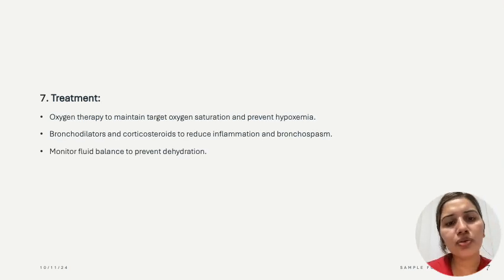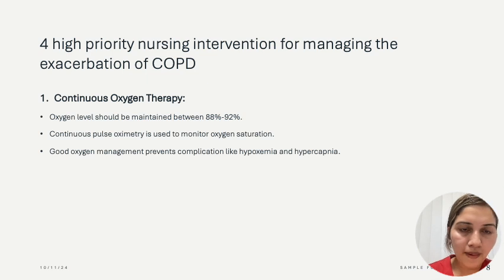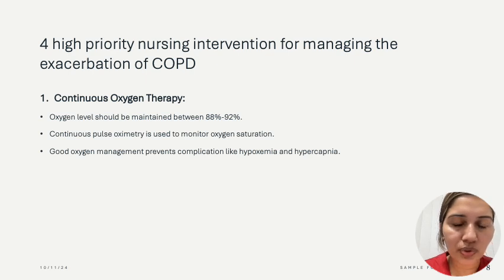To treat, we need to do oxygen administration, maintain target oxygen saturation and prevent hypoxemia. Bronchodilators and corticosteroids can be used to reduce inflammation and bronchospasm, and we need to monitor fluid balance to prevent dehydration. Now, high priority nursing interventions for managing the exacerbation of chronic obstructive pulmonary disease.